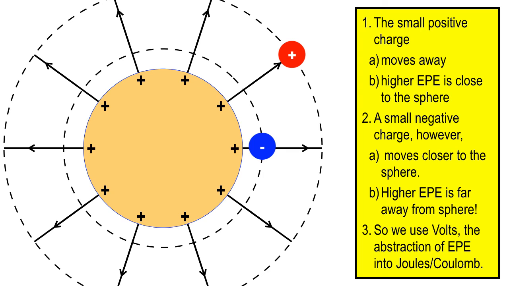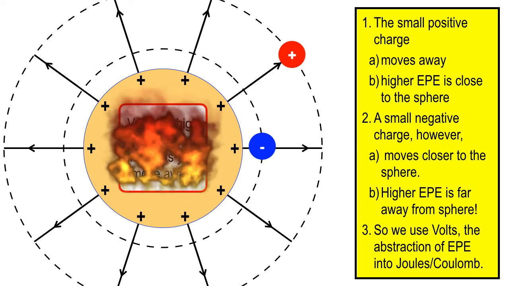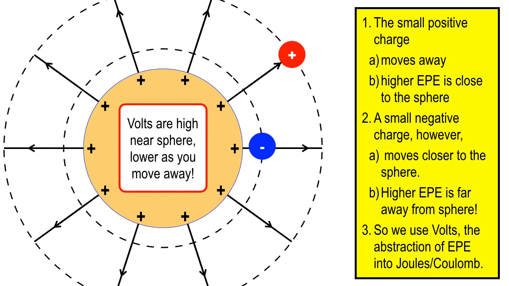And the reason is that there's a plus or minus. So what we do is we extract out the charge. We divide the potential energy, or the joules, by a coulomb, and then we work with that. So here's the definition. We use the electrical potential energy of the proton and divide it by the number of coulombs in the proton, and that's the number of volts. So we consider the volts to be high near the sphere and lower as you move away. Now it's an abstraction of joules of potential energy, all right?